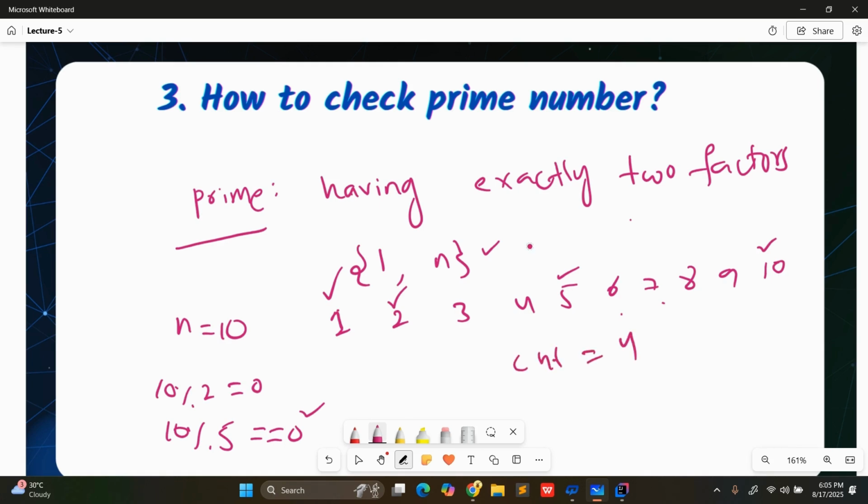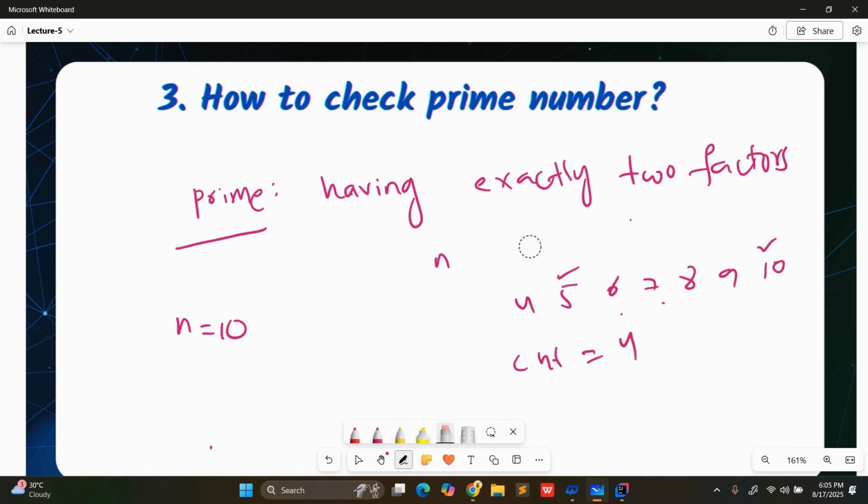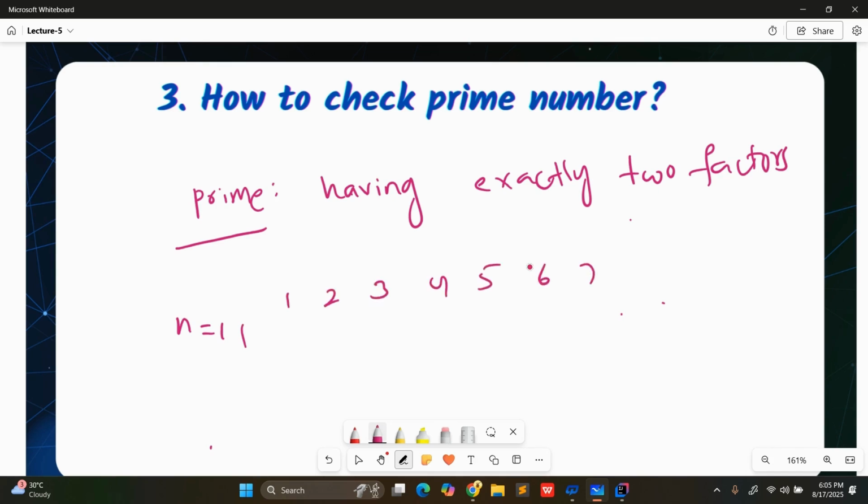So what is the condition of a prime number? It should have exactly two factors, right? Let's take an example of a prime number. Let's say I want to check whether 11 is a prime number or not. What I can do is traverse from 1 to 11, that is 5, 6, 7, 8, 9, 10, 11. For every number I will check whether it is a factor or not by simply dividing. Yeah, 1 is a factor of 11.